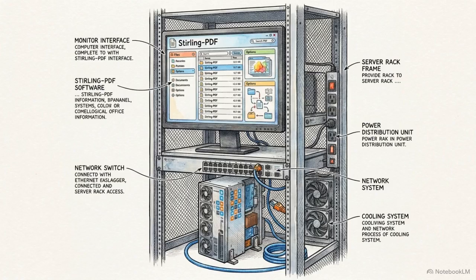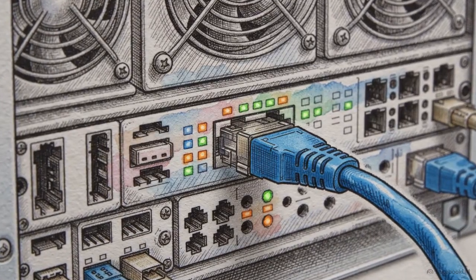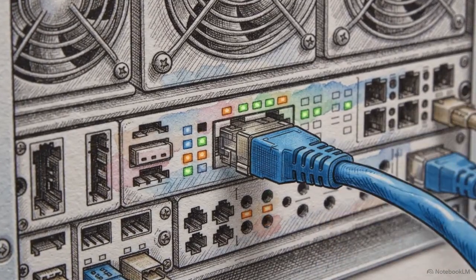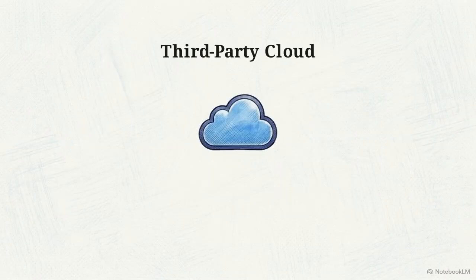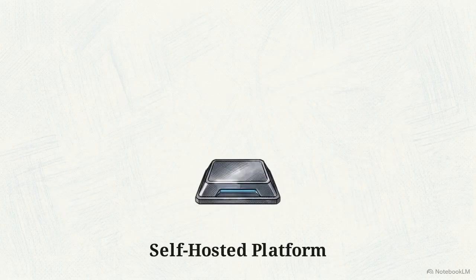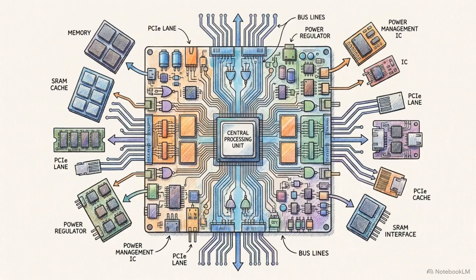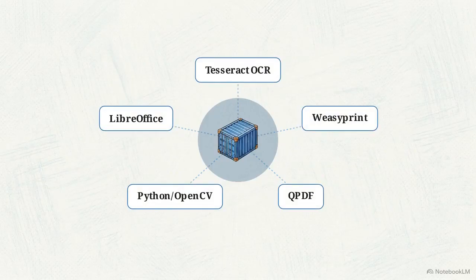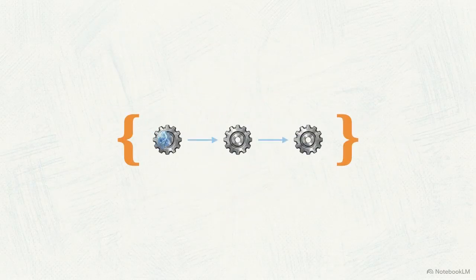Stirling PDF is an open-source processing engine engineered specifically for this localized retention model. It functions as a complete web application and document manipulation toolkit that executes entirely on host hardware, requiring zero external telemetry. To mitigate cloud computing vulnerabilities, IT architects deploy Stirling PDF utilizing a self-hosted, stateless Docker container architecture. We will examine how this system maps modular dependencies, handles active memory constraints, and utilizes JSON pipelines for automation.